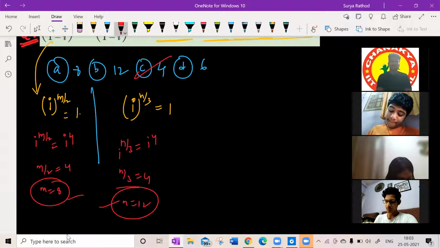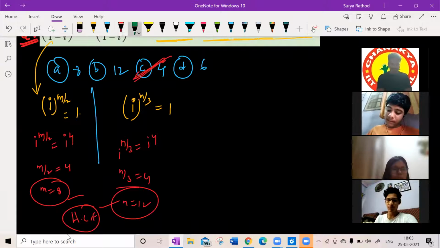So what is the HCF of m and n? The common factor could be 4. 8 cannot be the answer, 12 cannot be the answer, and 6 cannot be the answer. 4 is the answer. Many children will ask, sir, in place of 1, can't I write i to the power of 0? You can write.